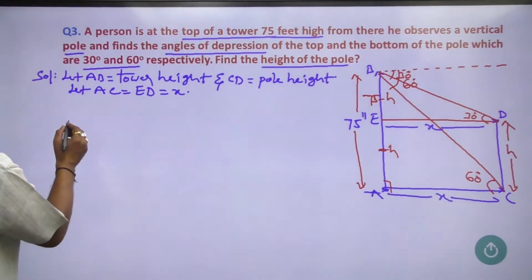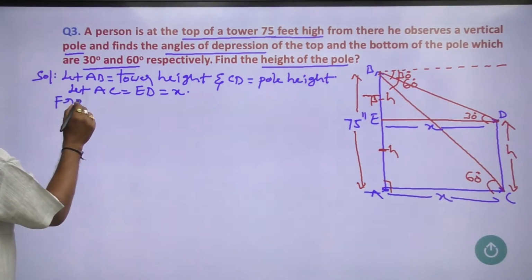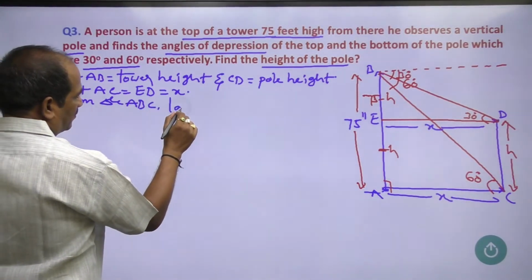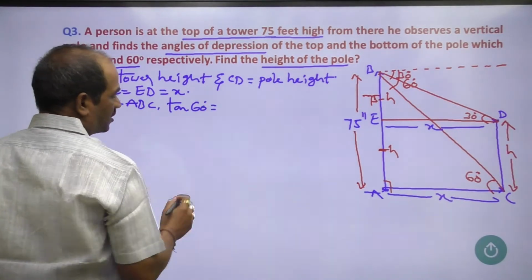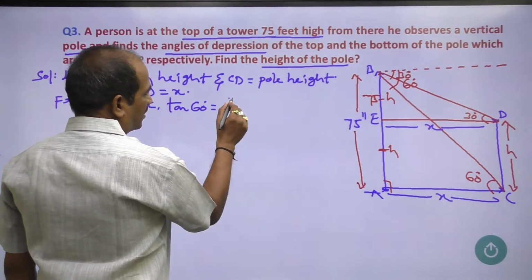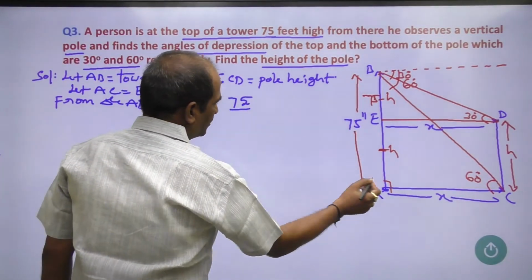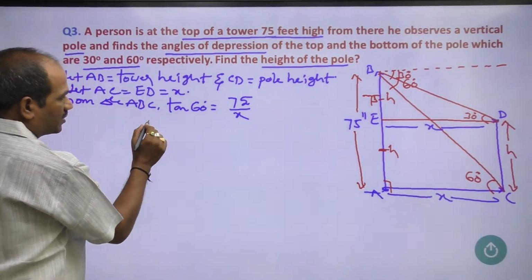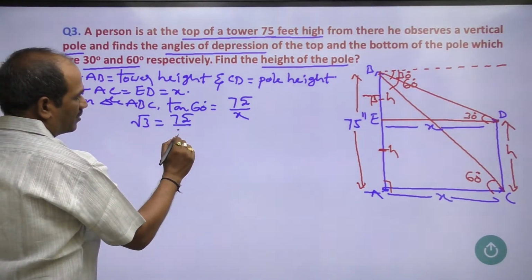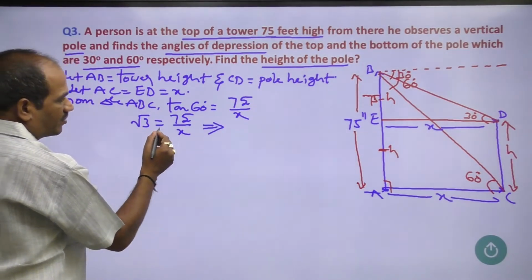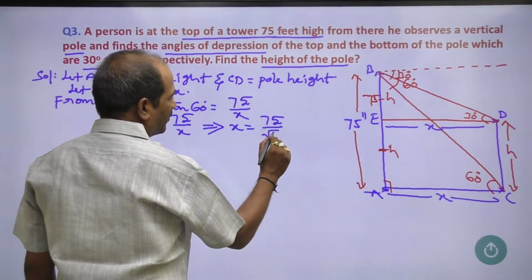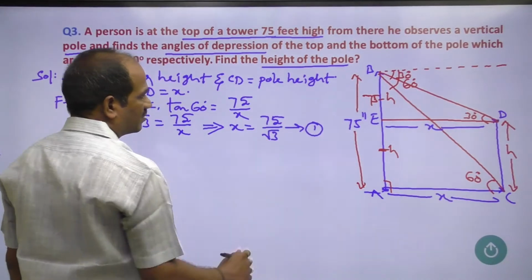So from triangle ABC, tan of 60 degrees is equal to the opposite side, the total distance 75, by x, the distance here. The value of tan 60 is root 3. So root 3 is equal to 75 by x. Cross multiply: x is equal to 75 by root 3. That is equation number 1.